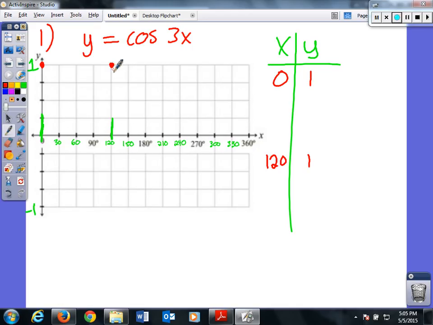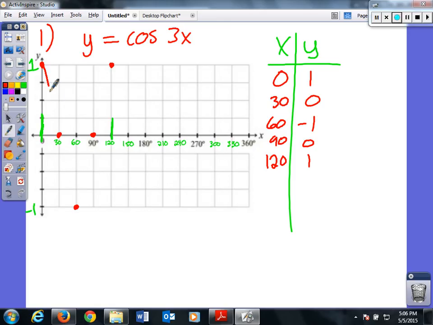So let's figure out some stuff that goes on inside of that. Let's maybe plug in 30 degrees. If we plug in 30, we get 3 times 30 is 90. So the cosine of 90 is 0. So we're going to get 0 here. If we plug in 60, 3 times 60 is 180. The cosine of 180 is -1. So we get -1. Then if we plug in 90, 3 times 90 is 270. The cosine of 270 is 0. And so we get 0 here.